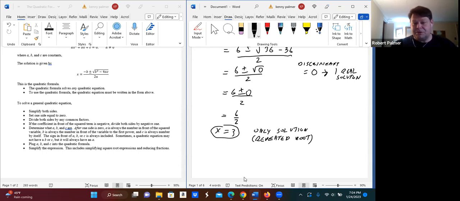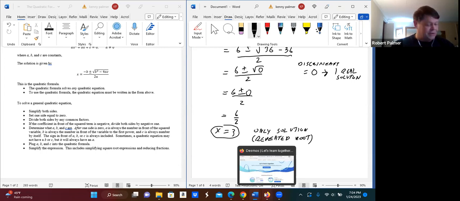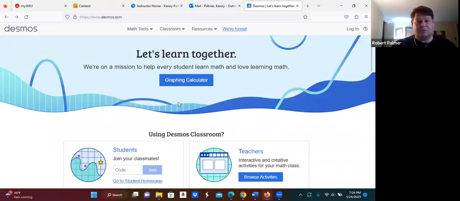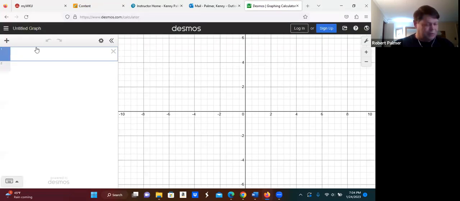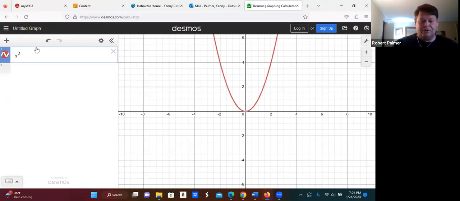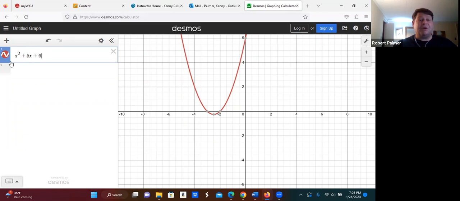In fact, let's go to Desmos, and let me show, possibly graph both of these. Let's actually go ahead and graph the first one we did, which was x squared plus 5x plus 6. And what happens if you graph this as a function, not as an equation, but as a function, it turns out that your solutions are the zeros of the quadratic function. Okay, so that was our first one. Now let's graph this one.